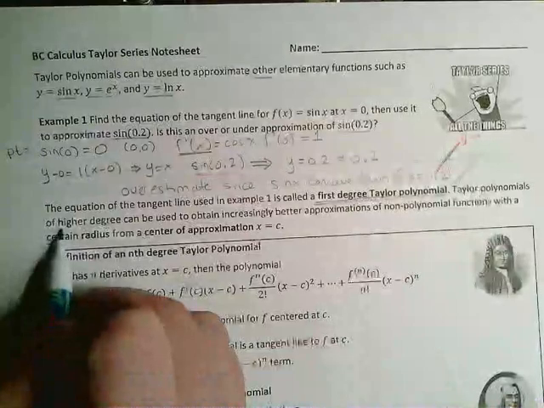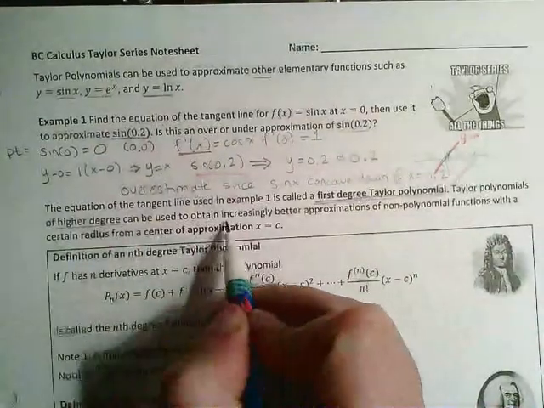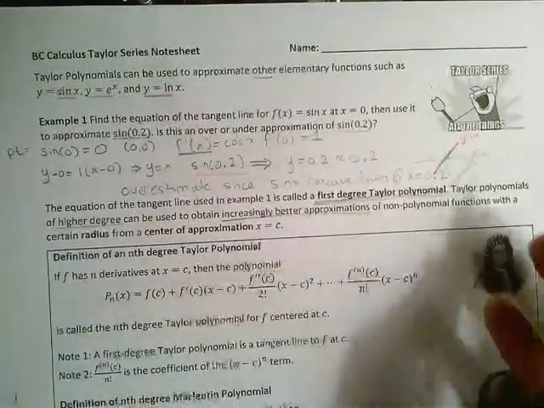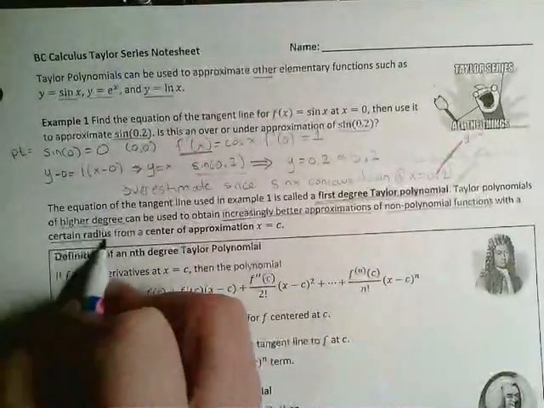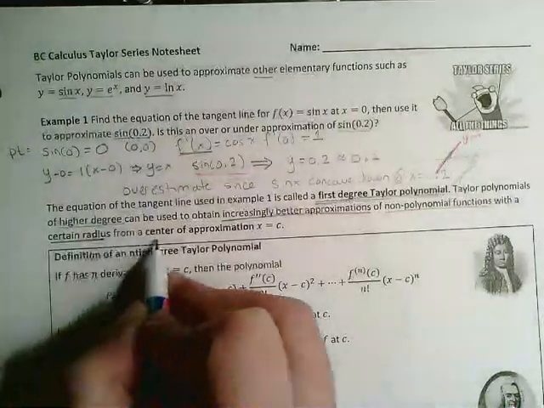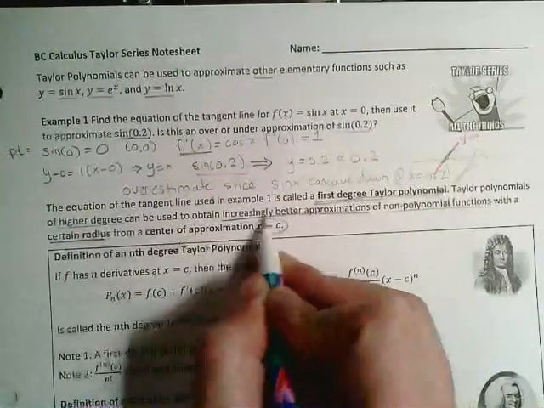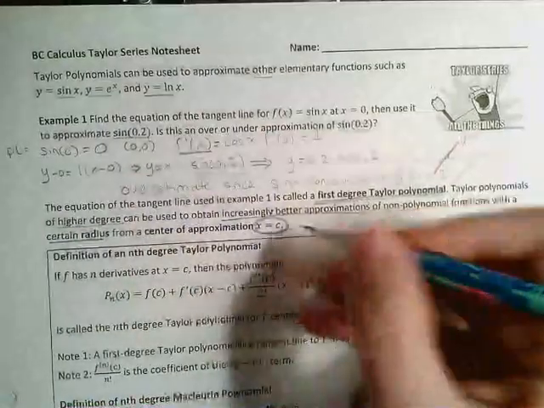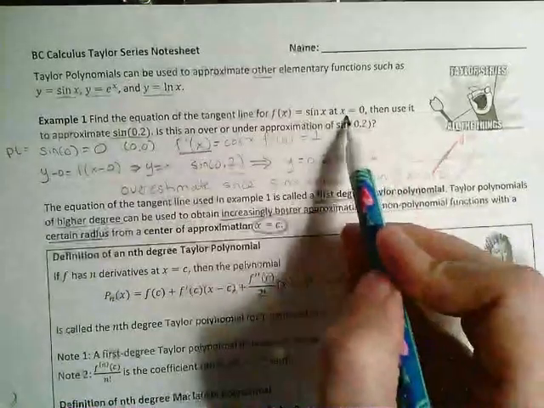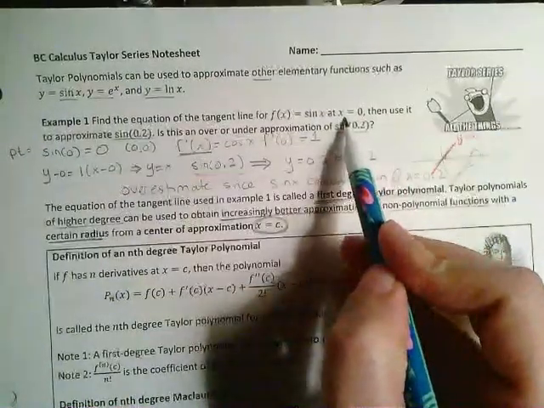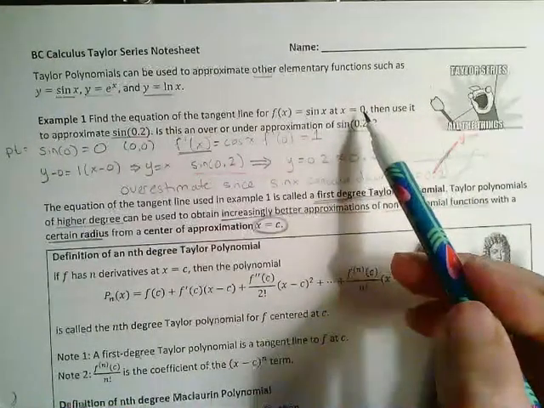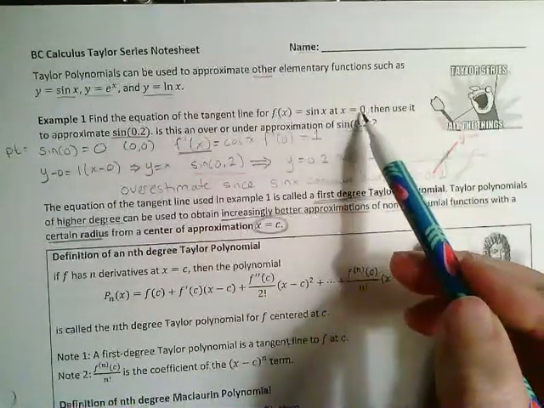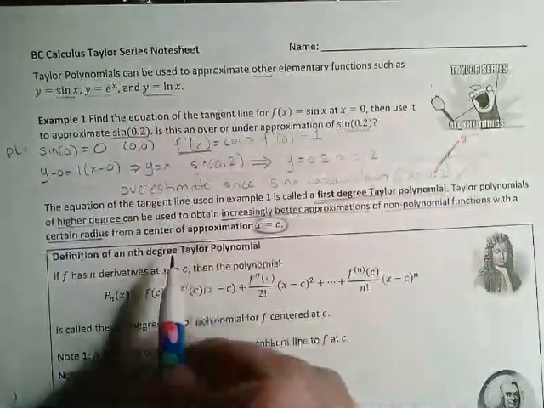Taylor polynomials of higher degrees can be used to obtain increasingly better approximations of non-polynomial functions within a certain radius from the center of approximation, x equals c. This is going to be very important. Here it was at x equals 0, so our c was 0. And we will learn that if it's centered at 0, it's called something else.